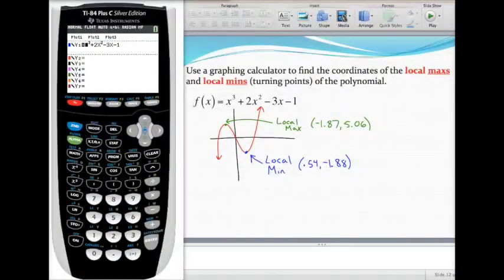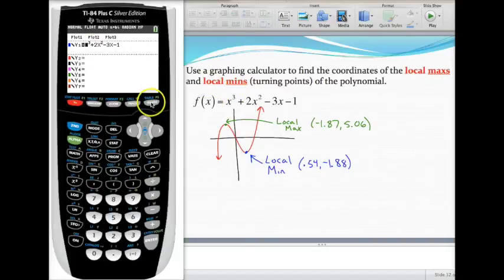To find the turning points of a polynomial, the maxes and mins, we're going to need to use a graphing calculator. I've already typed my polynomial in, and while you're typing, there are a couple of things you may want to pay attention to. Since this is degree 3, as we talked about in class, this polynomial will have at most 2 turning points. There's always, at most, 1 less turning point than the degree.